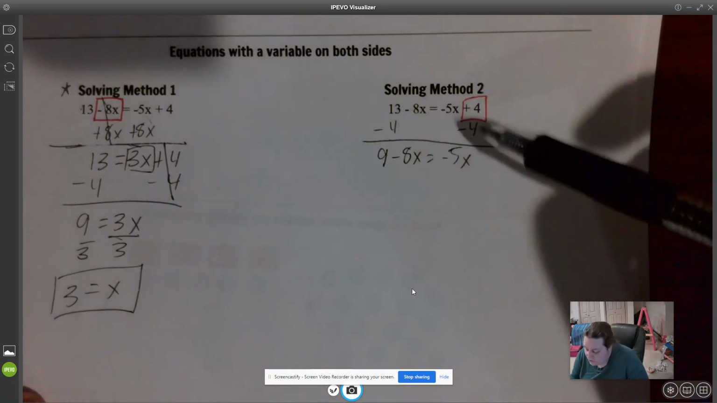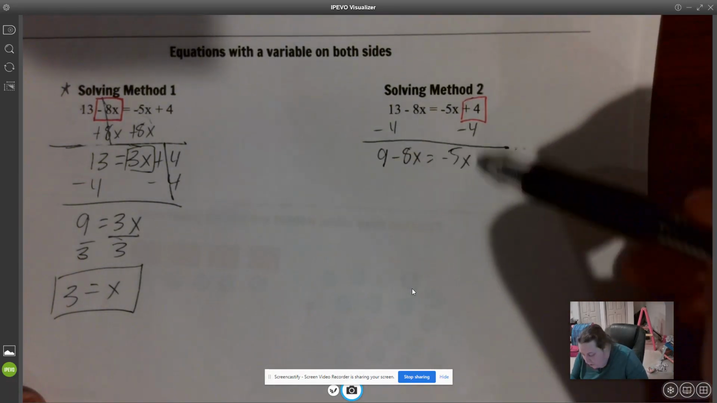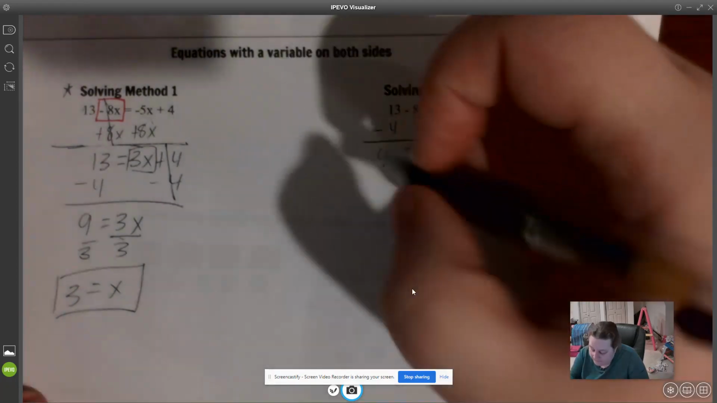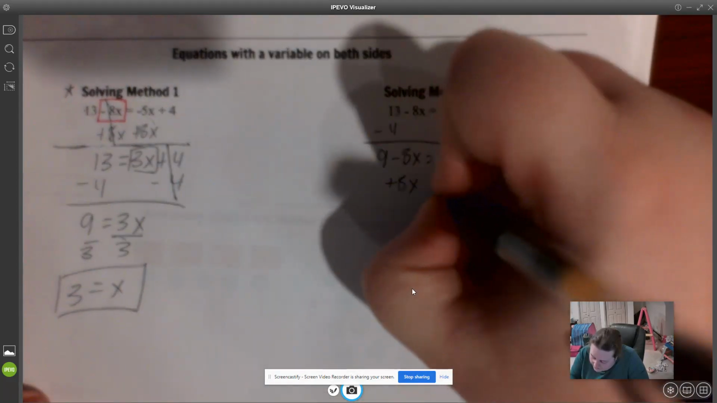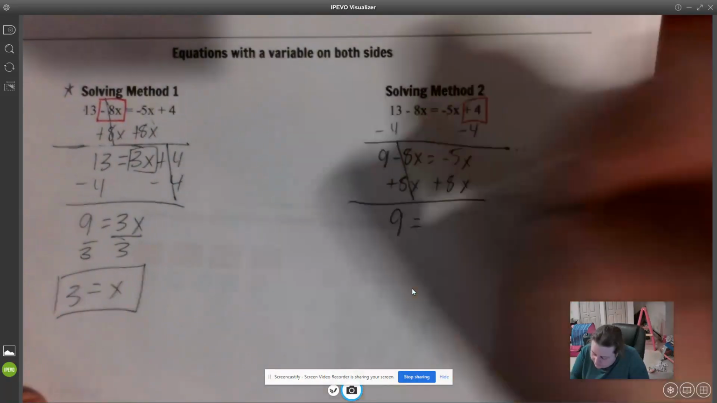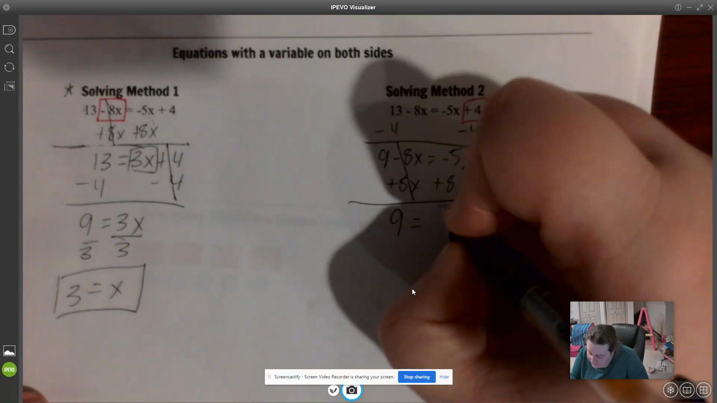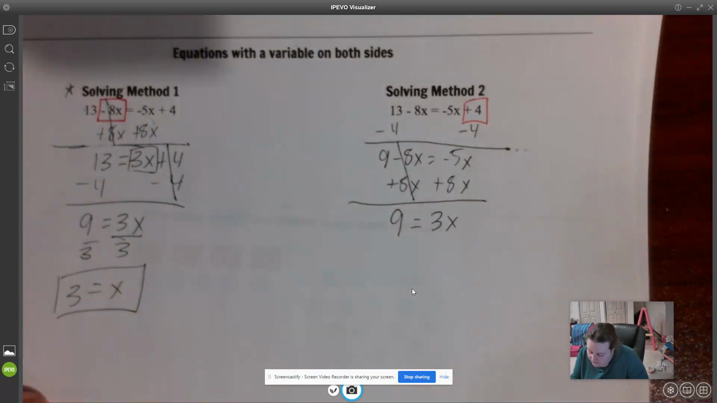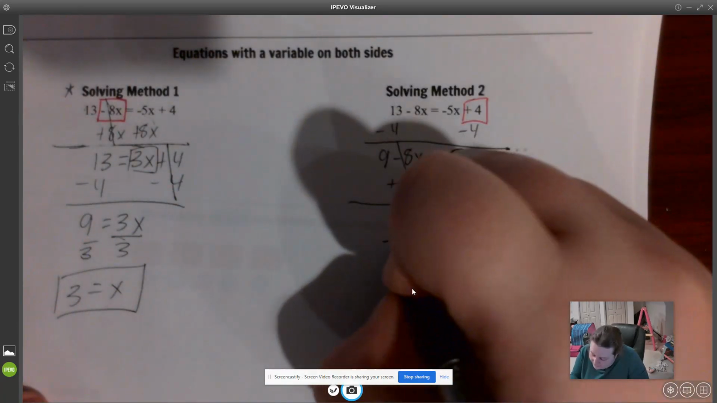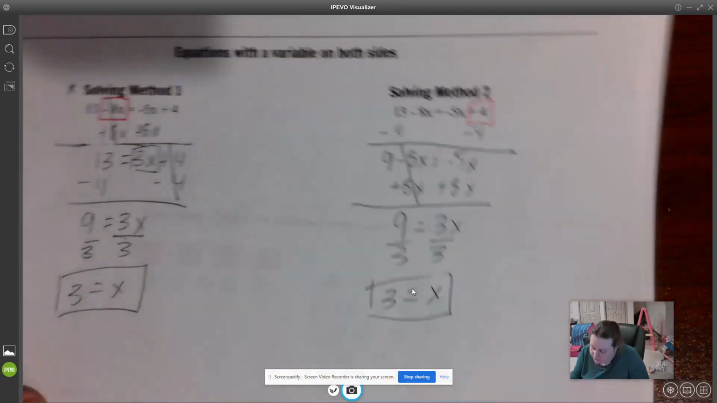Since all my constants are on this side, I need to get all of my variables on this side. So I'm going to add 8x to both sides. That leaves me with 9 here. Negative 5 plus 8 is 3x. Okay. And then once again, we're going to divide by 3 and find that x equals 3.